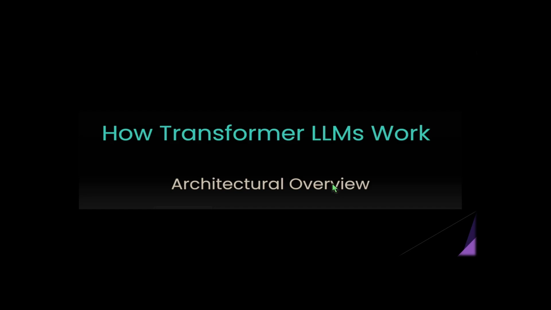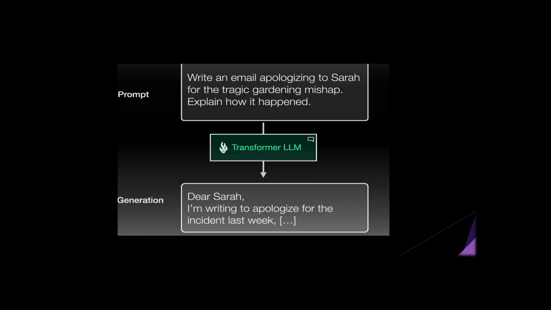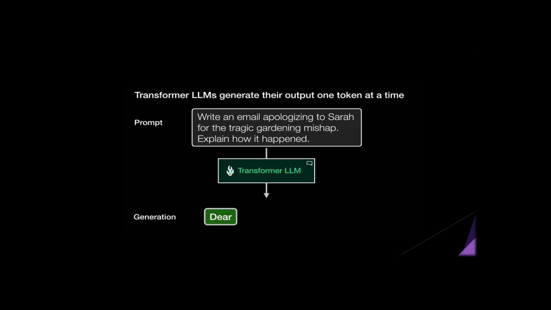In this lecture, we'll explore the transformer architecture and understand how it generates text step by step. Imagine you ask a transformer-based model like ChatGPT to write an email apologizing to Sarah for a tragic ending and explaining what happened. The model processes your request and begins generating the response one token at a time.